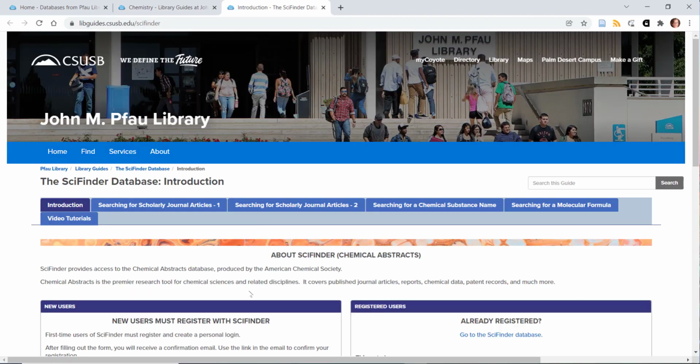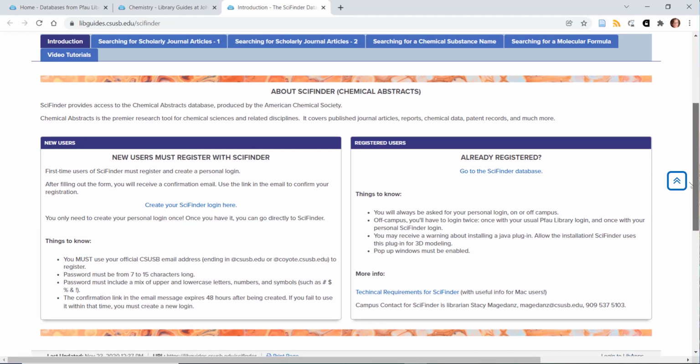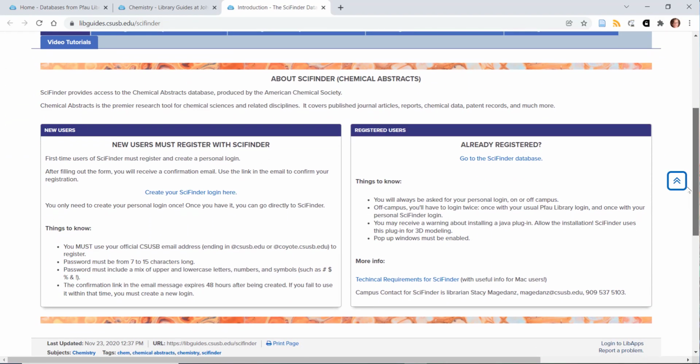The library's databases are mainly part of the deep web, meaning they require a subscription, and they aren't readily available to the general public. Part of this process with Scifinder is that the very first time you use it, you must create a Scifinder specific login. You have to use your CSUSB official email address, and it does have a lot of requirements for the password, so be aware of that. Once you've created it, you're good to go.